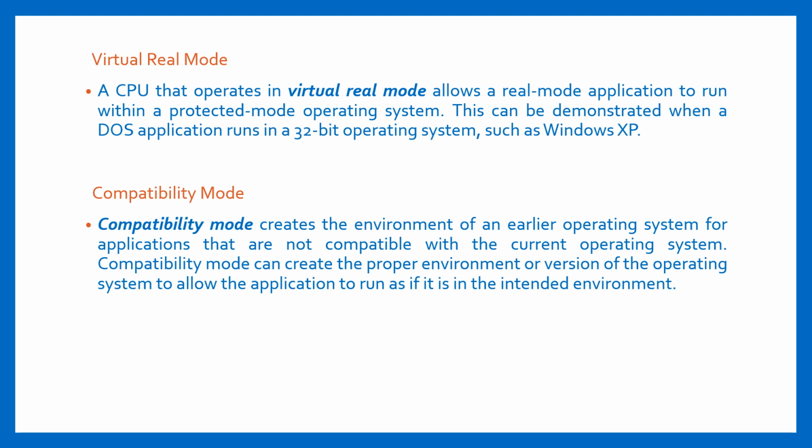So virtual real mode is nothing but a real mode application being allowed to run within a protected mode operating system. And the other type of mode is compatibility mode. Compatibility mode means it creates an environment of the earlier operating system for the applications that are not compatible with the current operating system. By doing so, the applications can be run easily.